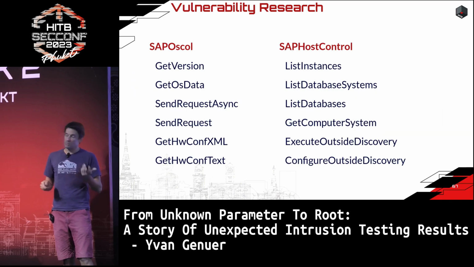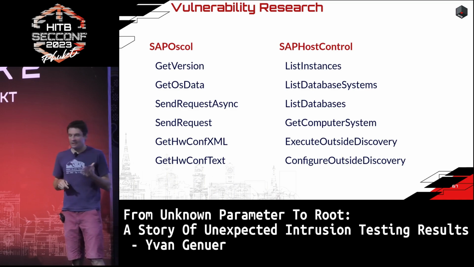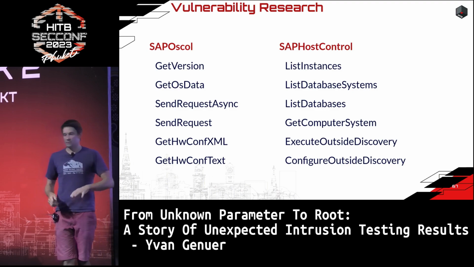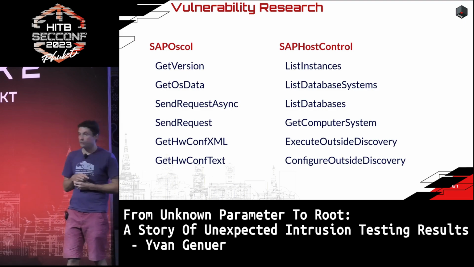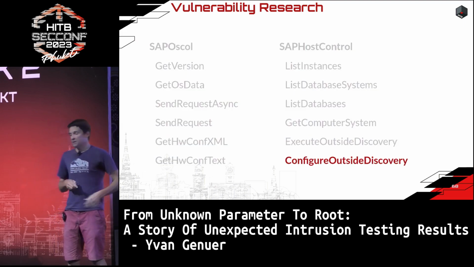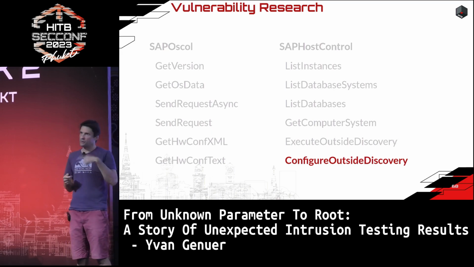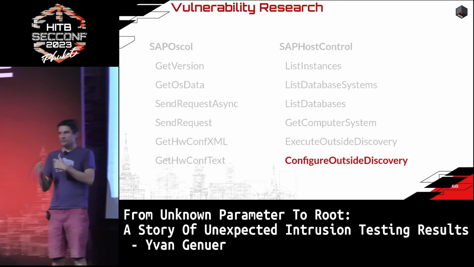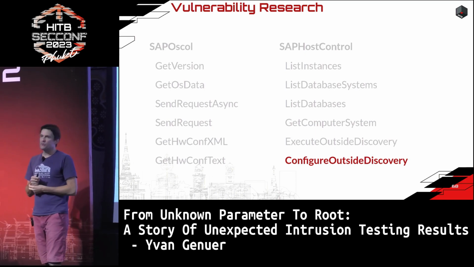So when I came back on Monday, I decided, okay, let's put this exploit behind and continue to check all the other functions. I tested all of them, and on the last one, I also found something interesting. I forgot to say, but the memory corruption works only on Linux. On Windows, it does not crash. So I looked at this one, the configure outside discovery.